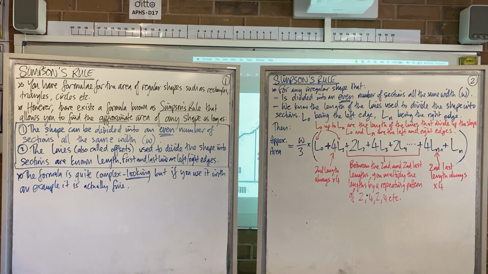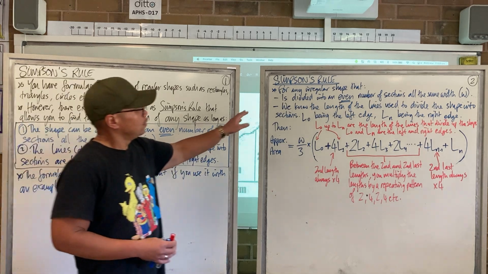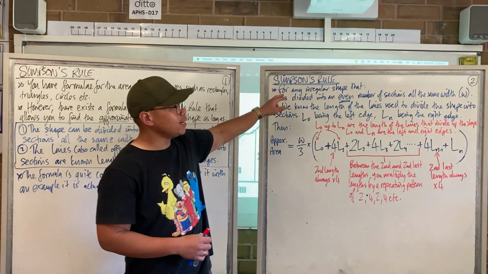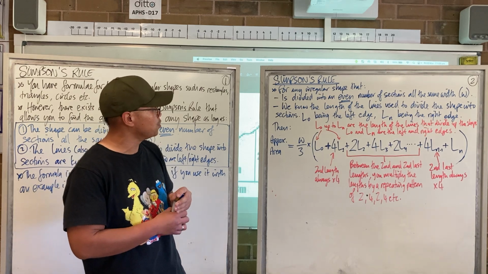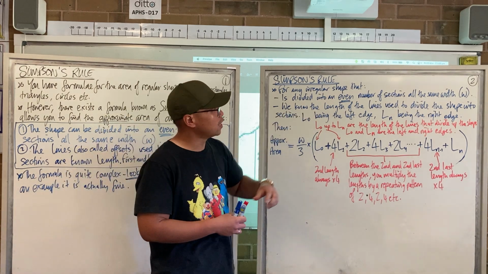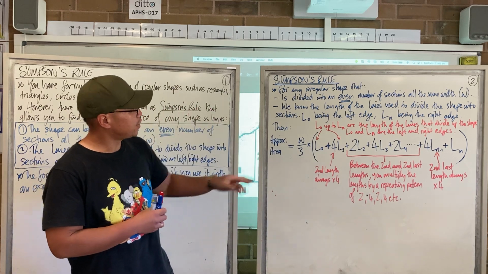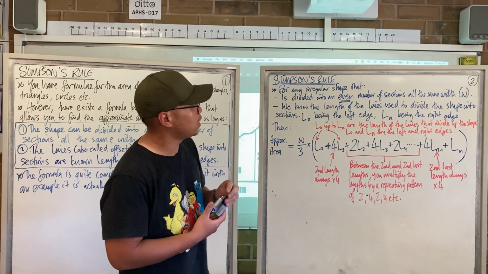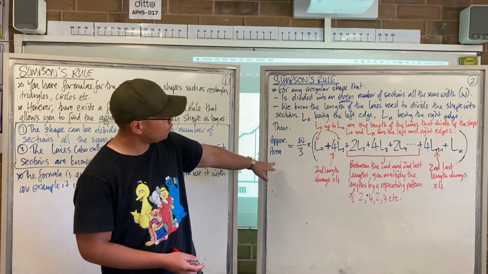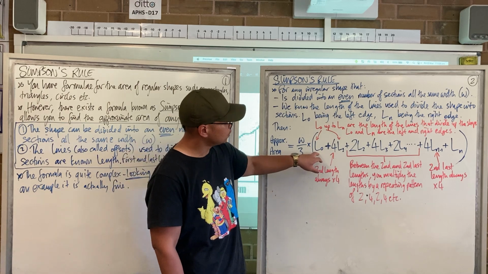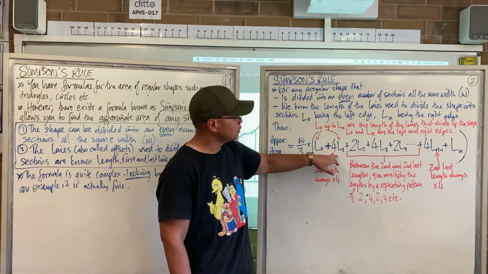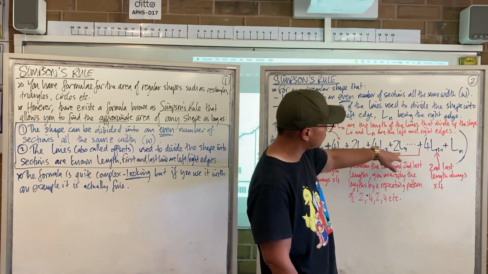The formula is quite complex, as you can see over there, but if you use it with an example, it's actually fun. So, this is what Simpson's rule looks like. For any irregular shape that's divided into an even number of sections, all the same width, W, and we know the length of the lines used to divide the shape, with L0 being the left edge and Ln being the right edge, then my formula for the area is this: W over 3 times L0, and then 4 times L1, 2 times L2, 4 times L3, 2 times L4, dot, dot, dot.